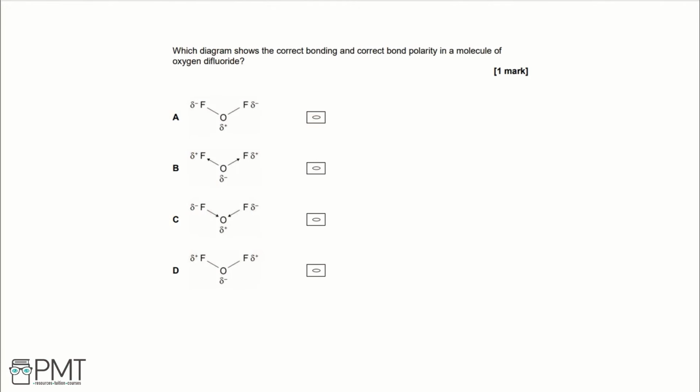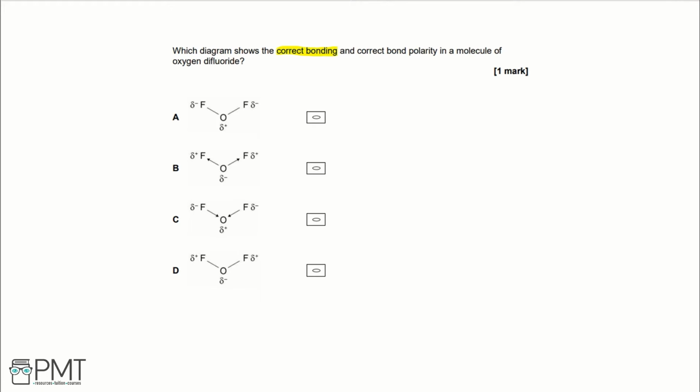Which diagram shows the correct bonding and correct bond polarity in a molecule of oxygen difluoride? And we're given 4 different possibilities. Let's start by looking at the correct bonding. So oxygen wants to form 2 bonds, like we looked at in the last question. And it can very comfortably form 2 covalent bonds with fluorine. The arrows in B and C show dative covalent bonding, but oxygen doesn't need dative covalent bonding.